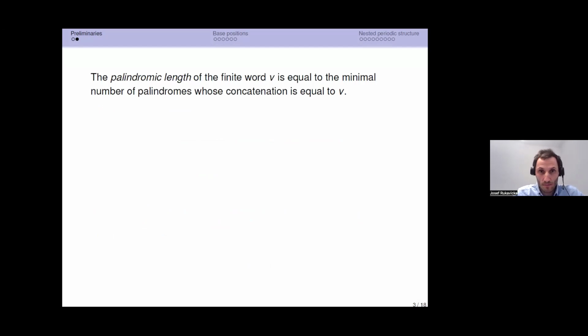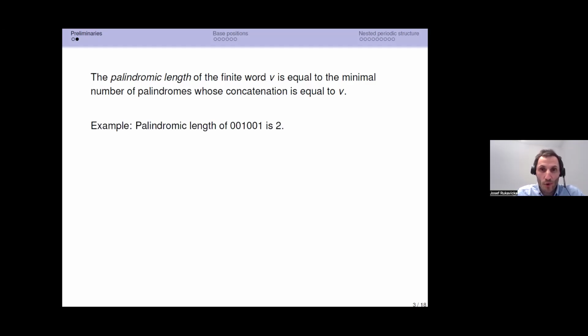The palindromic length of the finite word v is equal to the minimal number of palindromes whose concatenation is equal to v. This is the definition of the palindromic length. So it is explicitly defined; we consider only finite words. For an infinite word, I think there is no definition.